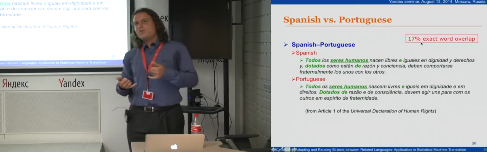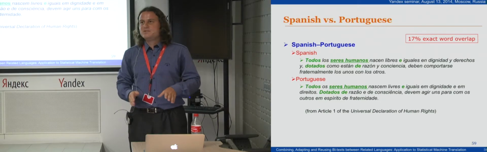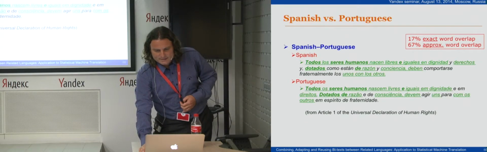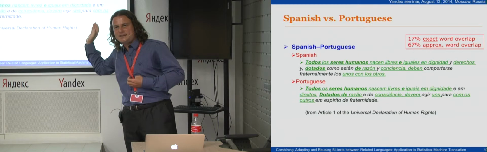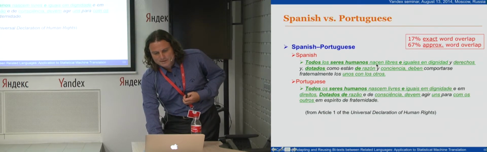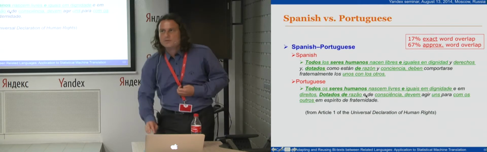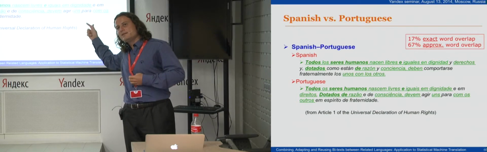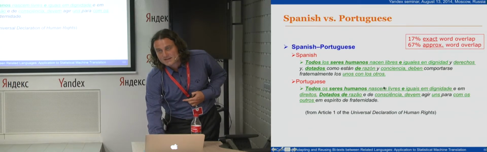The actual vocabulary overlap between Spanish and Portuguese is about 90%. This is what linguists say, but here we see only 17%. Okay, and here instead of asking a human to do some kind of post-editing and all that, I just recognized words that are a little bit different. So for example, you have los, os, nacen libres, iguales en dignidad, en derechos, and so on. Those are simple transliterations and you should be able to get many of those automatically. So basically, you can get from 17 to 67% with just transliterations at the word level.